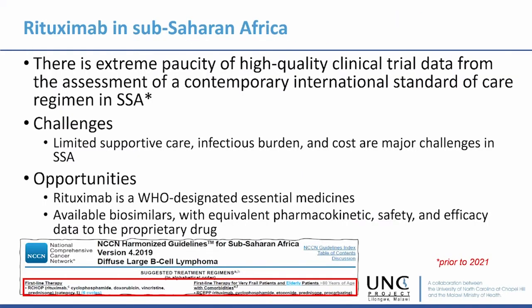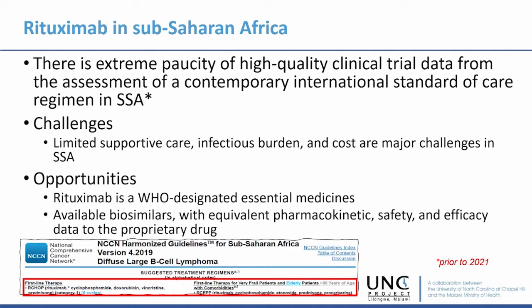So what's rituximab? It's a monoclonal antibody, as we all know, that has specific binding specificity to CD20. It was the first therapeutic antibody approved for oncology patients in the world. The patents on this drug, the proprietary drug Rituxan, expired in 2013 in Europe and in 2016 in the US. Since then, multiple biosimilars have been developed and approved in various countries.